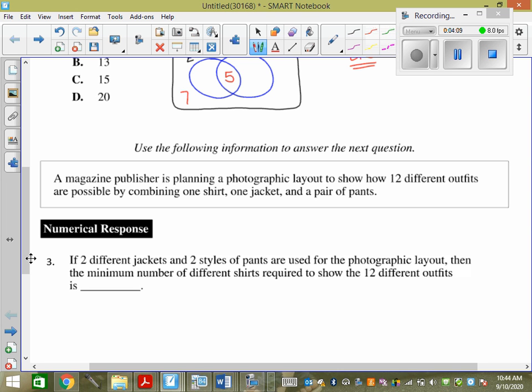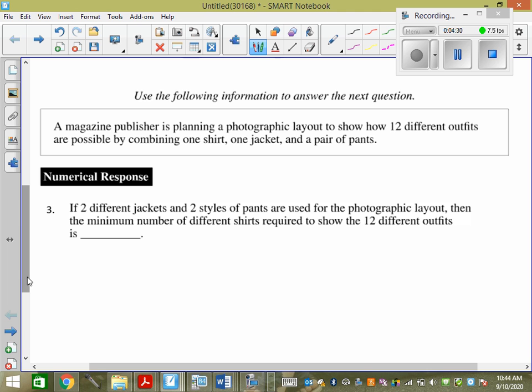A magazine publisher is planning a photographic layout to show how 12 different outfits are possible by combining 1 shirt, 1 jacket, and 1 pair of jeans. This was on the very first diploma ever given in 2013. If 2 different jackets and 2 styles of pants are used for the photographic layout, then the minimum number of shirts to make 12 outfits. So we'd have jackets, pants, shirts have to equal 12. So we have 2 jackets, 2 styles of pants, which is 4. So it's going to be 3.